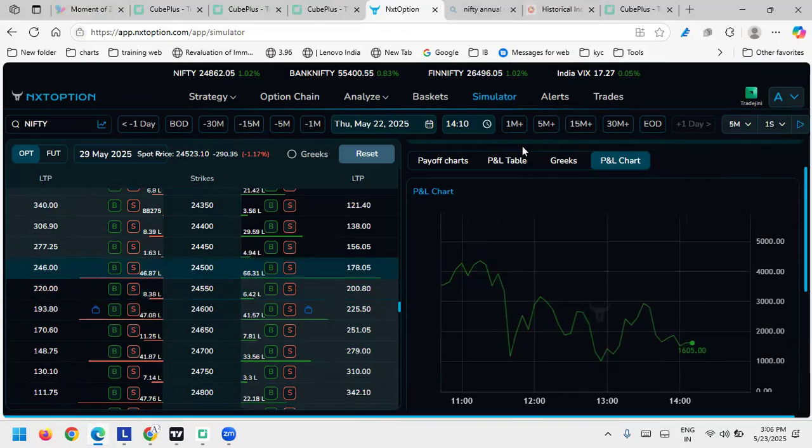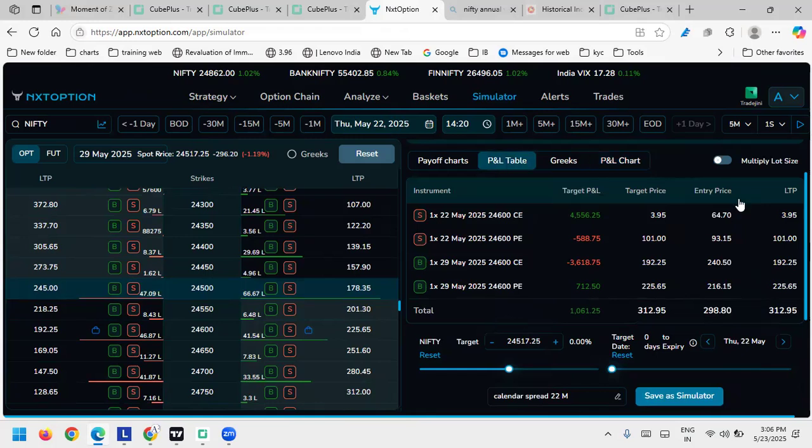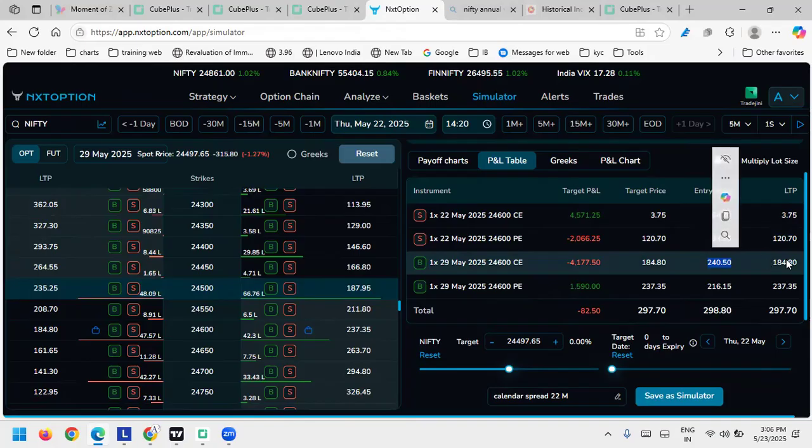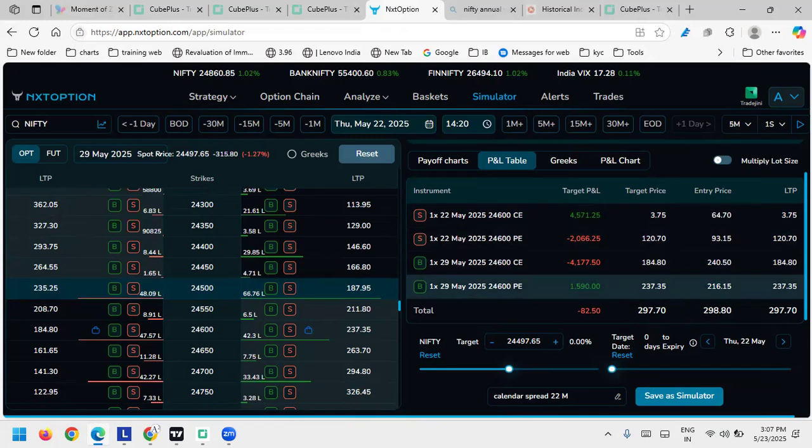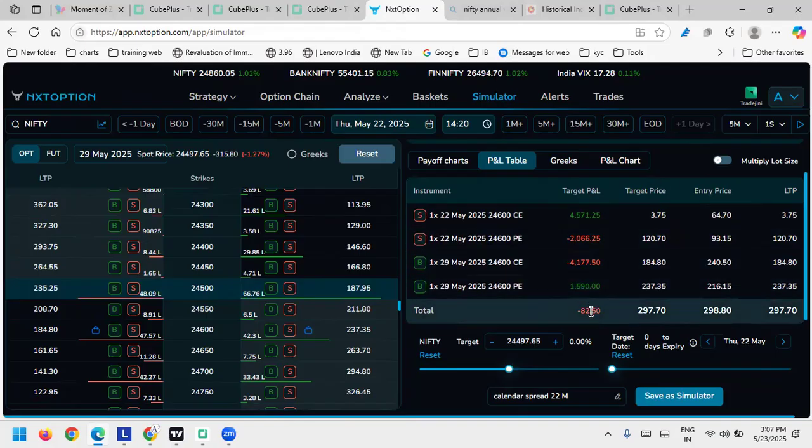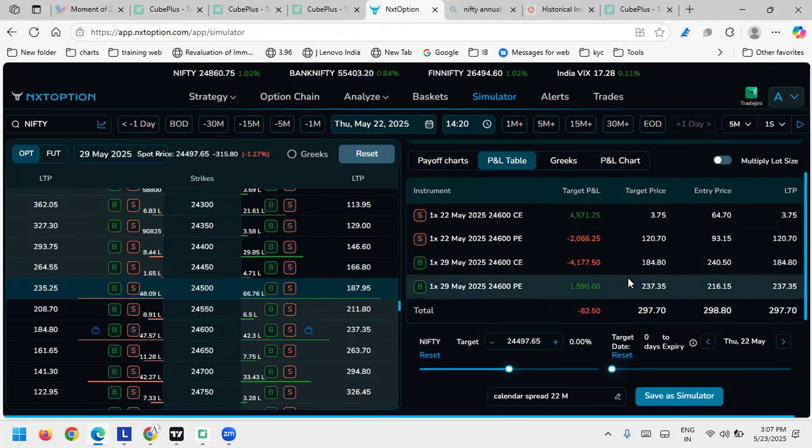You can also see the premium here. You can go back to the P&L table and see the premium. See here, in the morning we had sold it at 64 and the last traded price was 3.75. Then we had sold this 24,600 put option at 93. It shot up to 120. And here we had bought this call option at 240, it went to 184. And the 216 put, which we had bought as protection, rose to 237. So due to all these factors, my total gain at this point of time was 82.50.